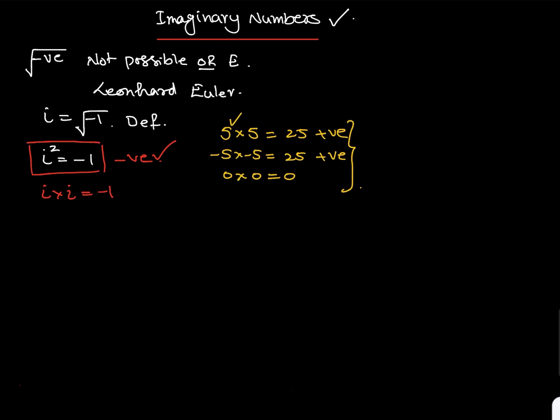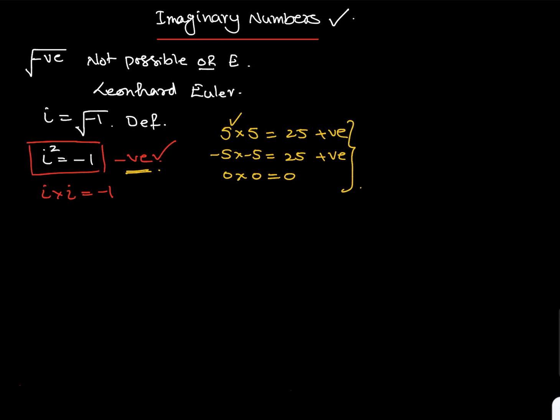In the field of real numbers, when a number is multiplied by itself, we will get the positive result. But in the field of imaginary numbers, when a number is multiplied by itself, we will get the negative result back. So that's why it's called imaginary numbers. When a number is multiplied by itself, that can only give us a negative result back.